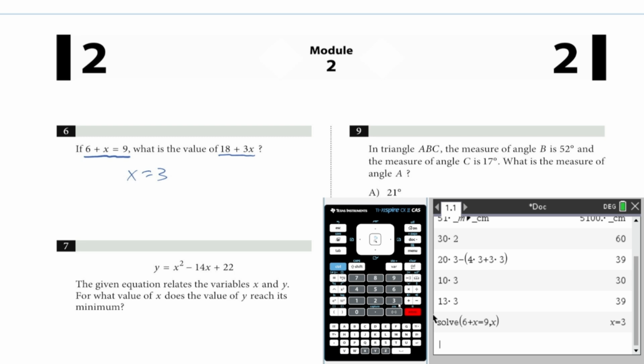And now I'm going to plug that into the other equation. I'm just going to use the calculator. So it's just 18 plus 3 times x, which we just said was 3. Enter. So we get 27.